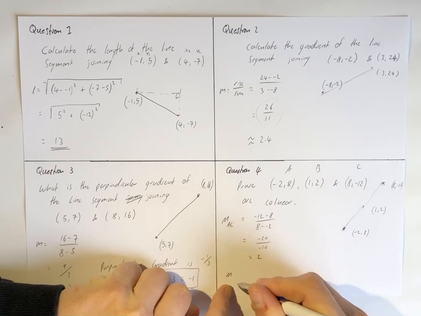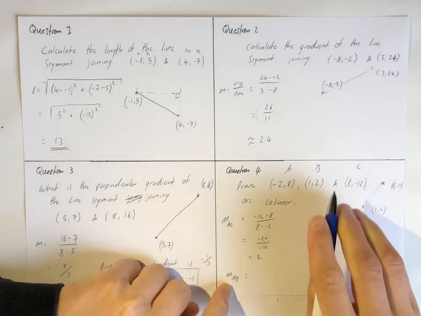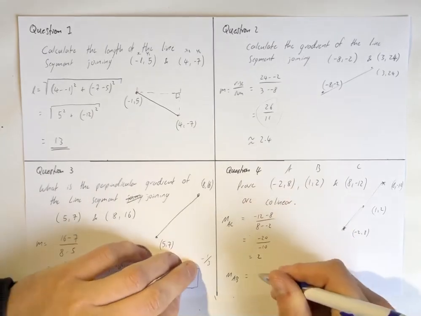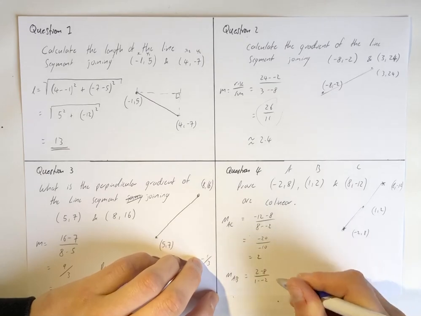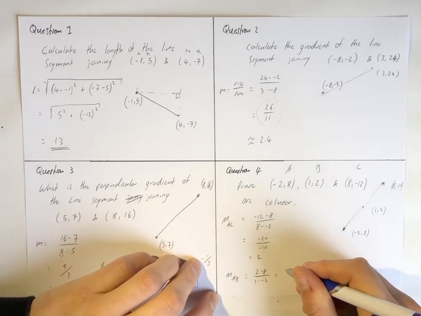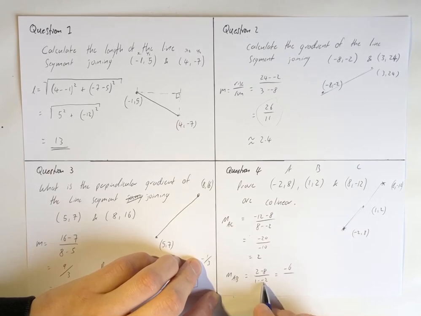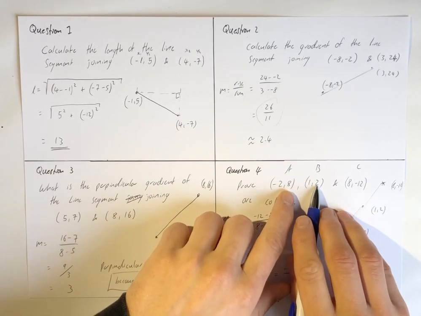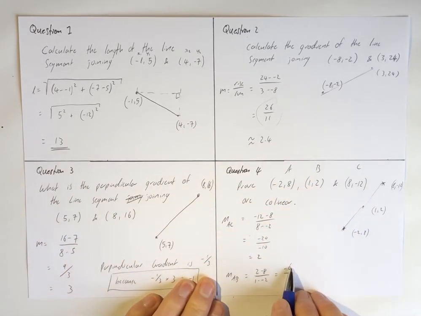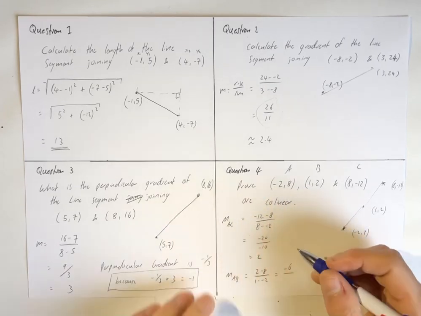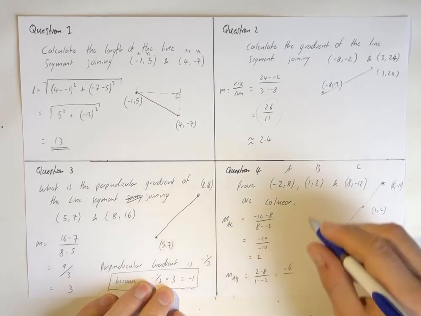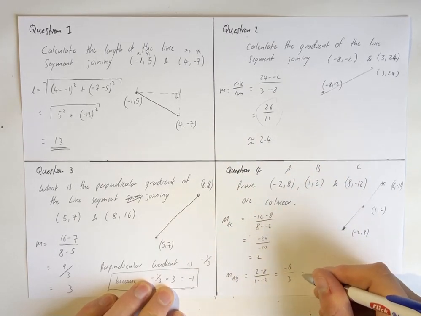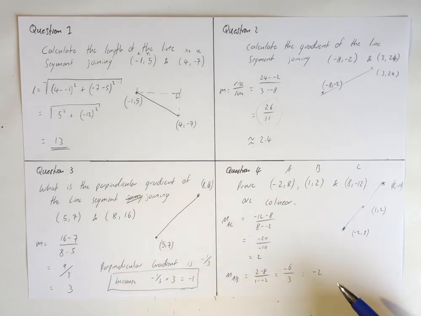Now the gradient of AB is doing the same thing, difference in the y's. So 2 minus 8 over 1 take away negative 2. So 2 minus 8, that's negative 6 over, and that's 1 plus. Let's have a look. So 2 take away 8, it's negative 6. 1 take away negative 2. 1 take away negative 2 is 3. So I've got negative 2. Have I done that wrong? It should be the same.